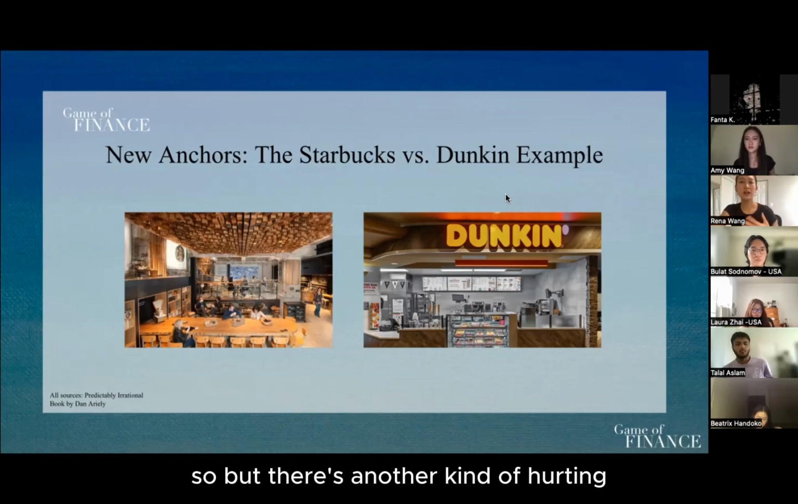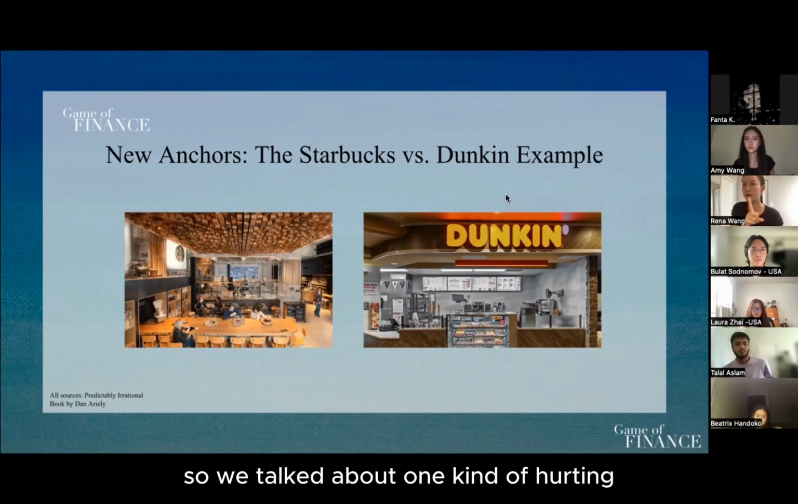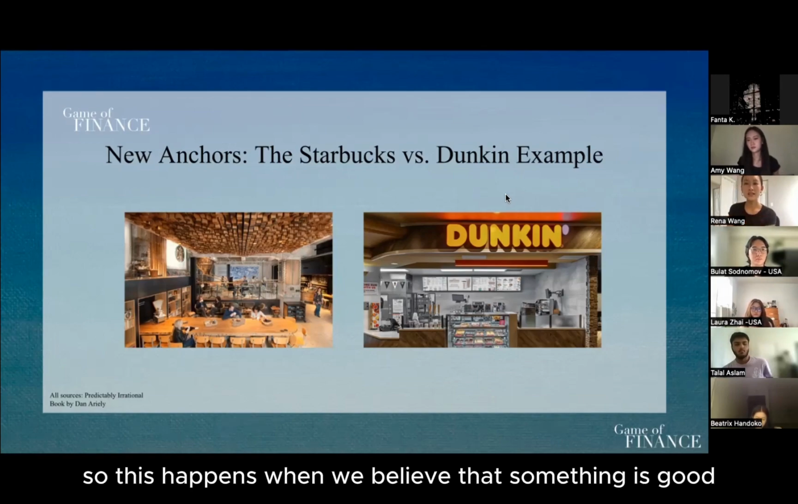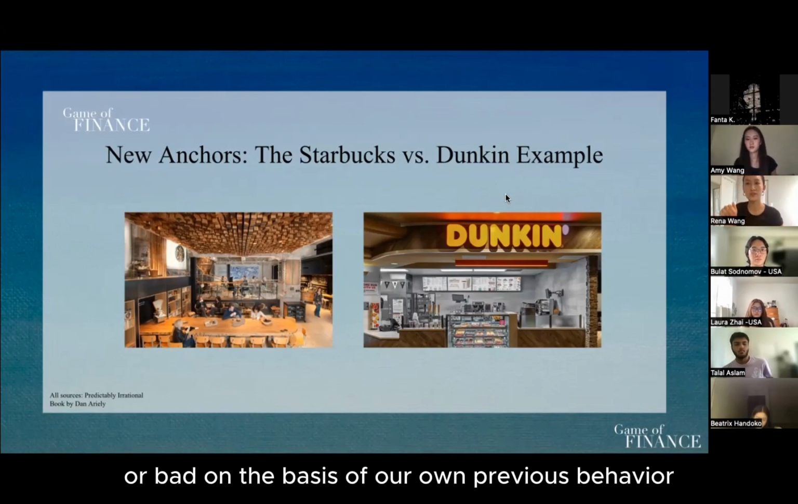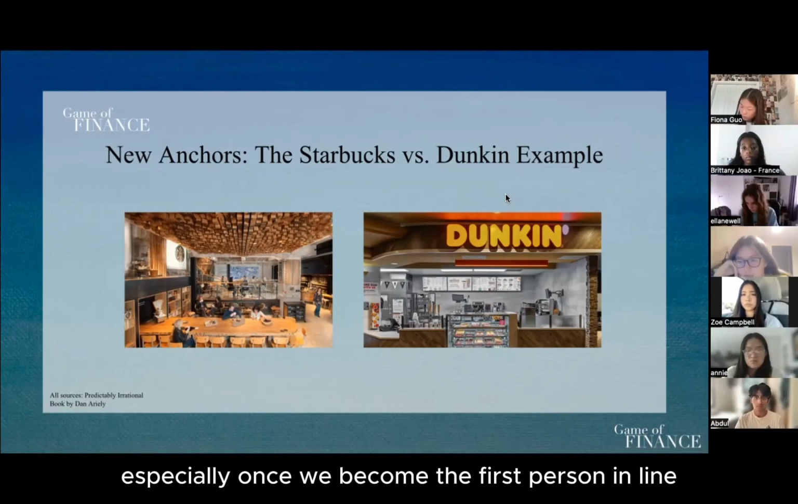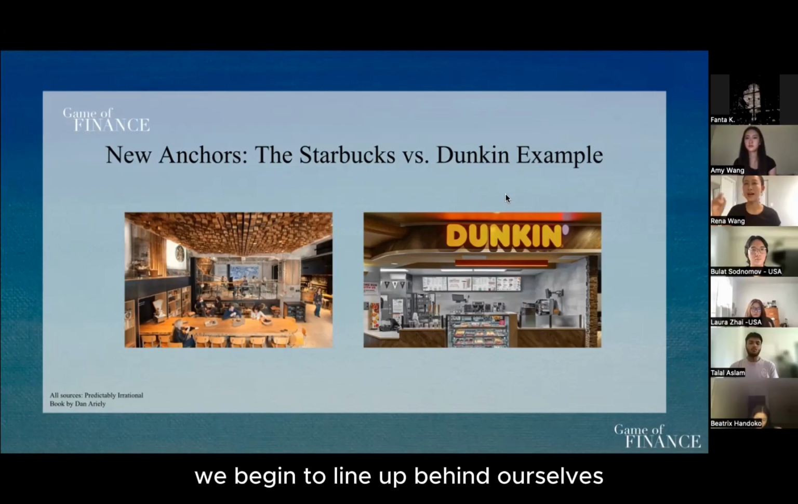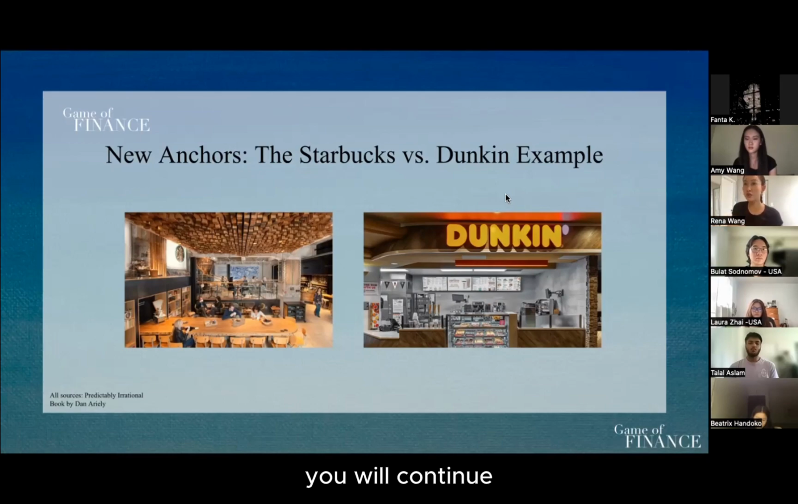But there's another kind of herding. We talked about one kind of herding, following other people. Another kind of herding is one that we call self-herding. This happens when we believe that something is good or bad on the basis of our own previous behavior. Essentially, once we become the first person in line at that restaurant, we begin to line up behind ourselves. So if you enjoyed watching TikTok, you will continue to go back and watch TikTok, and you become the next person in line as a customer for TikTok, kind of like that.